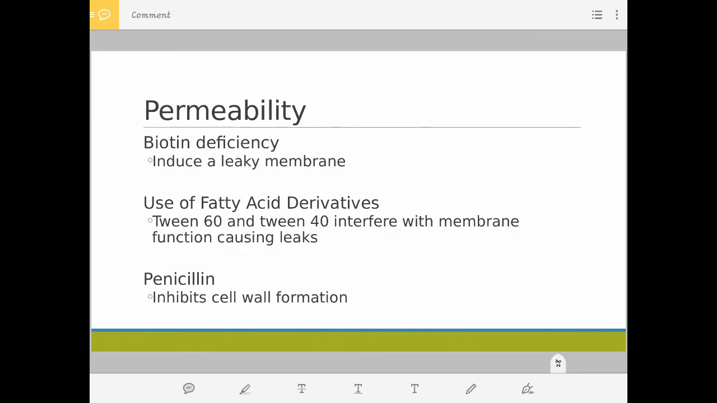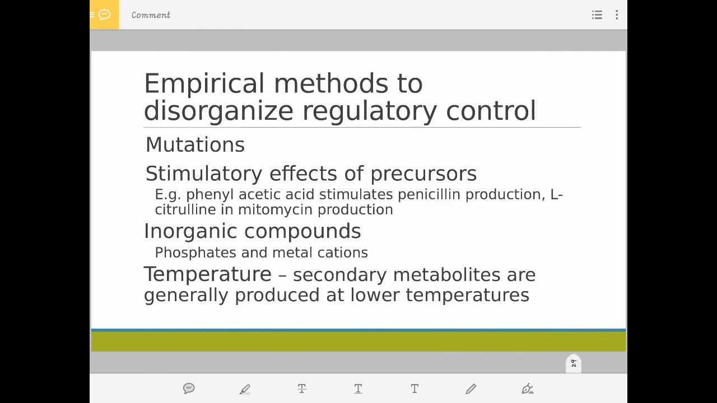And then you can also use antibiotics or organic inhibitors such as penicillin, which is an inhibitor of cell wall formation. Actually, that's how penicillin functions as an antibiotic. It prevents formation of cell walls in bacteria. So there are other methods to disorganize regulatory control. Sometimes they just do random mutations, and then using selective analogs, you select the mutants that overproduce your desired metabolites. You can also do stimulatory effects of precursors, which is more trial and error.